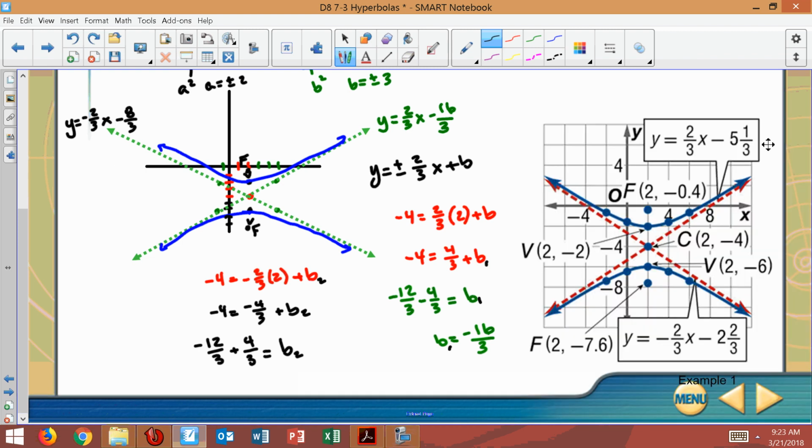That should agree with these pictures, or with these values as well. They just wrote theirs as proper fractions. And here's one for you to try.